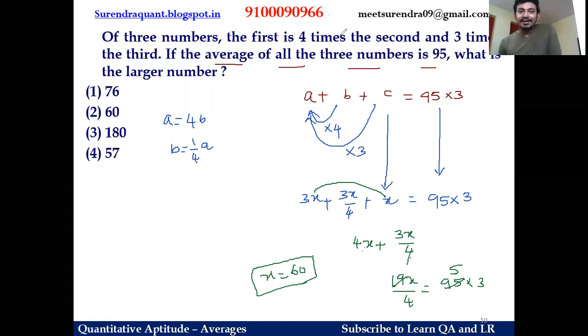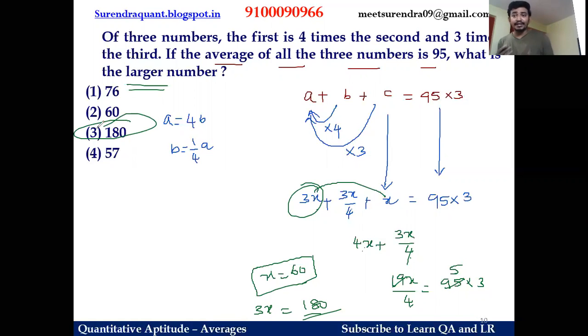But is he asking the smallest number or the largest number? He is asking the larger number. The larger number among these three is A, right? So 3X is the larger number. So if X is 60, 3 times 60 is 180. And that is option 3. In an exam flow, we might forget what he is actually asking. So please be careful. Right? Okay. Next question, guys. Let's go for the next question.